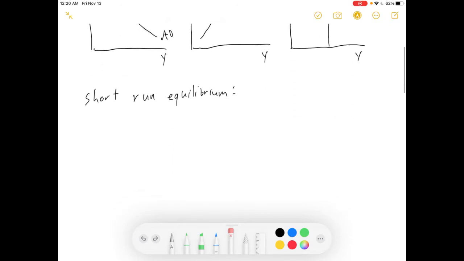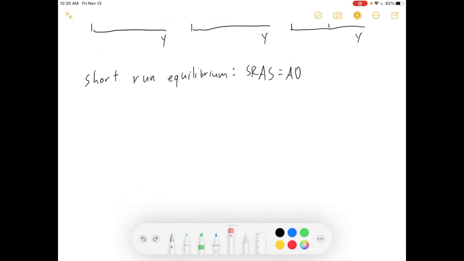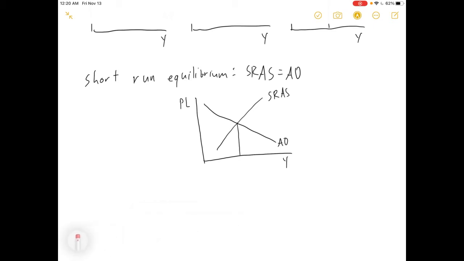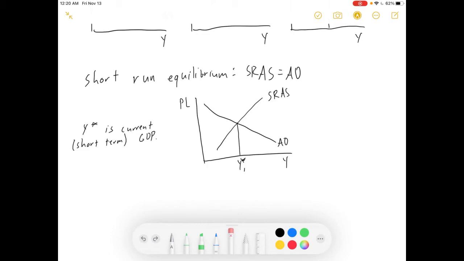So let's start with talking about short-run equilibrium. Short-run equilibrium is just when the short-run aggregate supply curve meets the aggregate demand curve. And on this graph, the short-run equilibrium then is the intersection of that x. Now I do want to point out, for the sake of vocab, I'm going to often use the y star, and y star denotes the current or short-term level of GDP. And the price level associated with that is the actual price level in the economy.